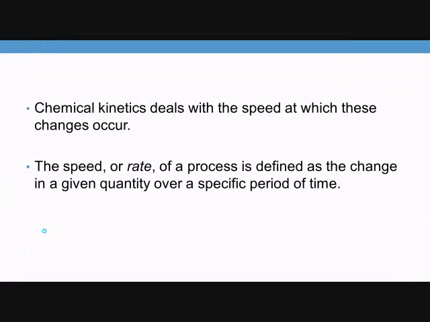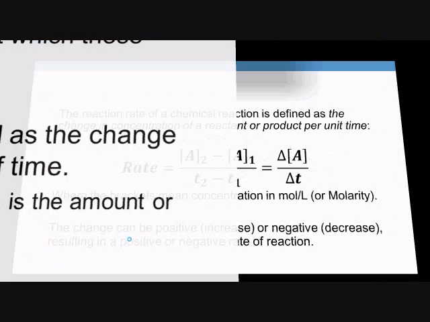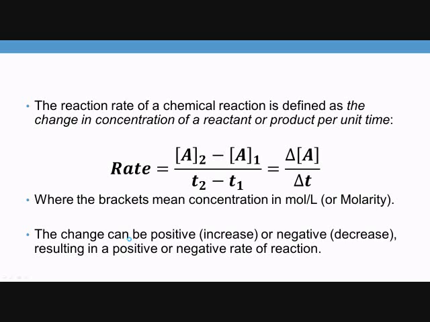Chemical kinetics deals with the speed at which these changes occur. So the speed or rate of a process is defined as the change in a given quantity over a specific period of time. The rate at which you travel in your car is another speed or rate, like miles per hour, where you have amount over time. For chemical reactions, the quantity that changes will usually be the amount or concentration of a reactant or a product, and that's what we're going to measure. So the chemical reaction rate is defined as the change in concentration of a reactant or product per unit time.